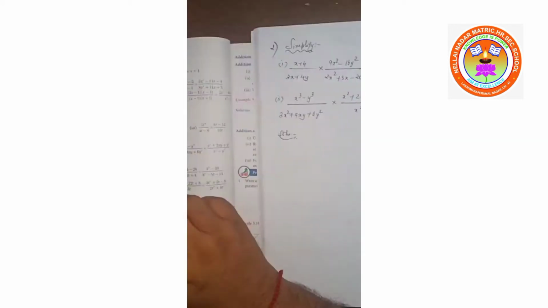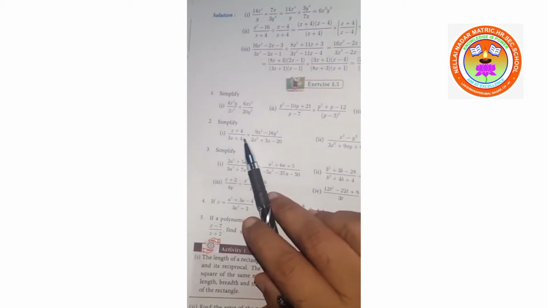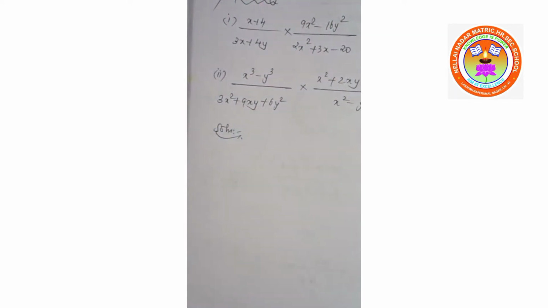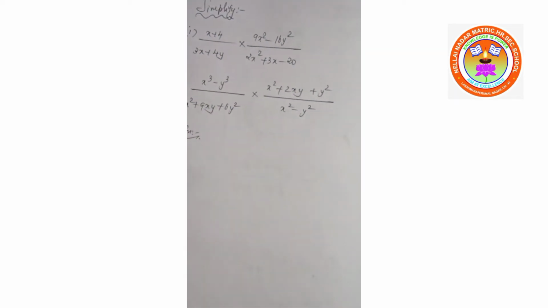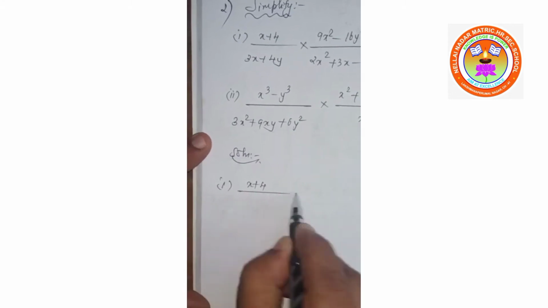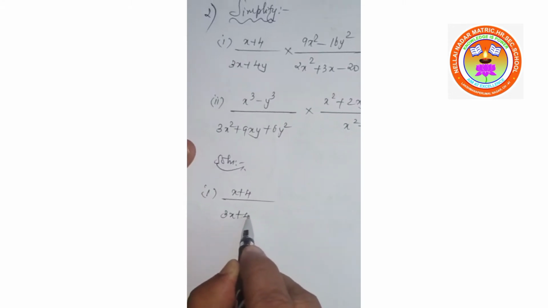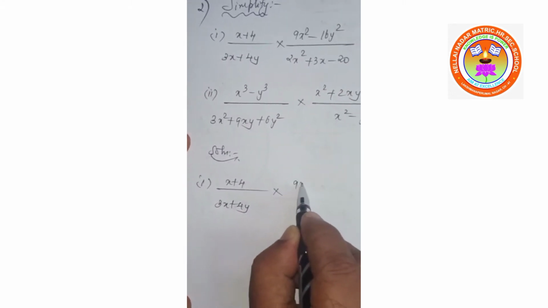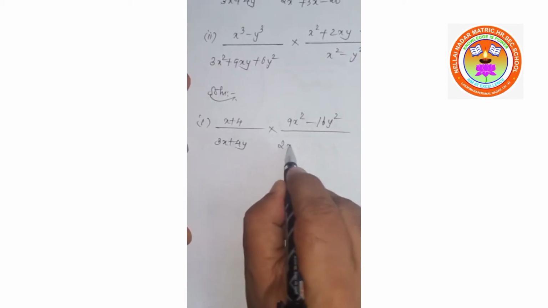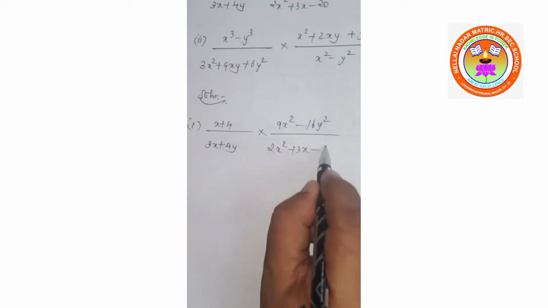Now problem number 2. Simplify. 2 subdivisions are given. Here it is. Subdivision number 1: x plus 4 divided by 3x plus 4y, into 9x squared minus 16y squared divided by 2x squared plus 3x minus 20.